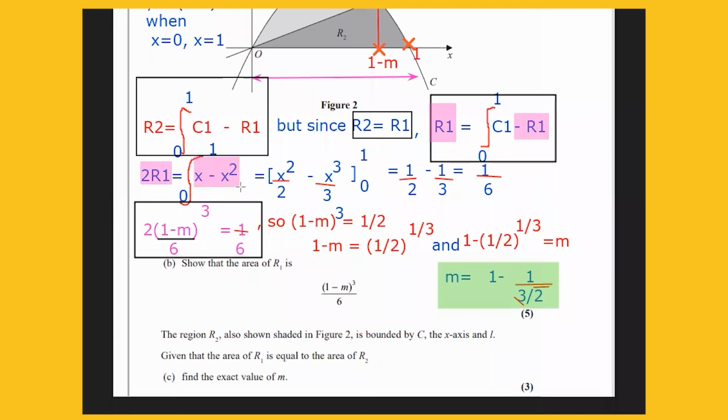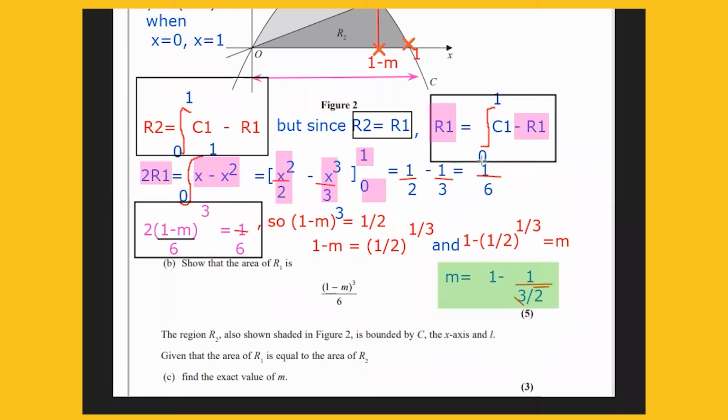Now when I integrate x, I get x squared over 2. If I integrate x squared, I get x cubed over 3. The limits are from 0 to 1. So here what happens, if I substitute 1, I get 1 over 2 minus 1 over 3. And when I substitute 0, I get 0. So half minus 1 over 3 is 1 over 6. So here I have 1 over 6.